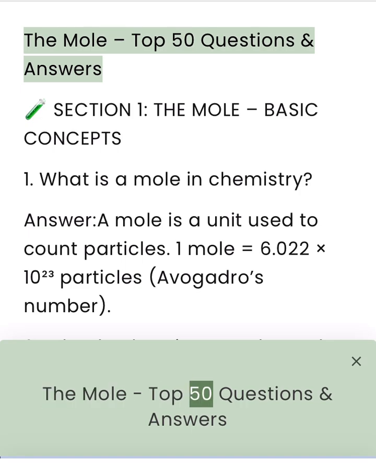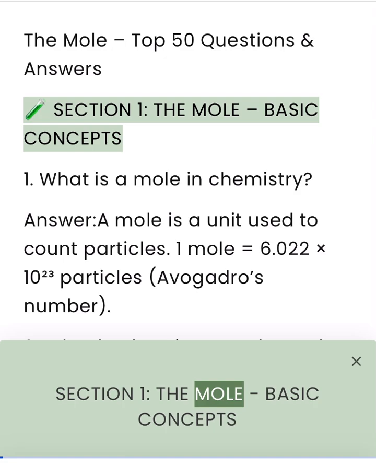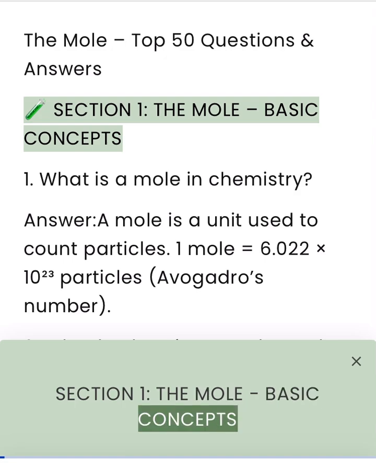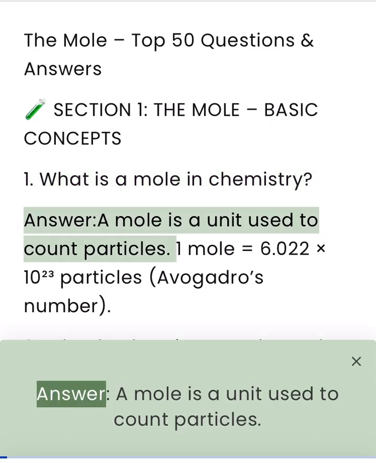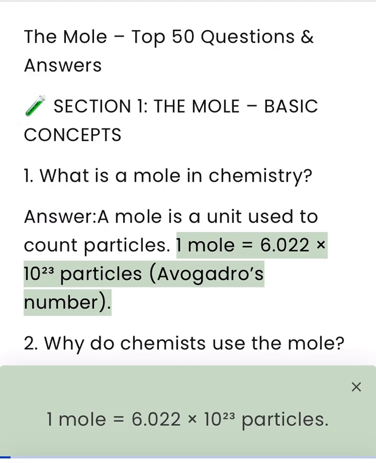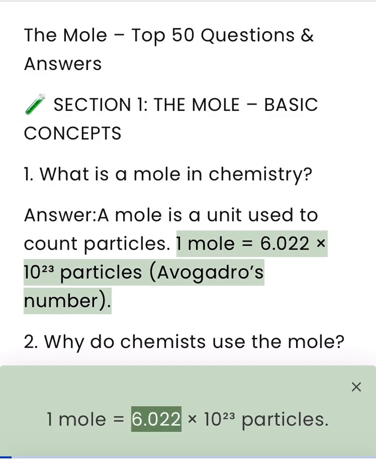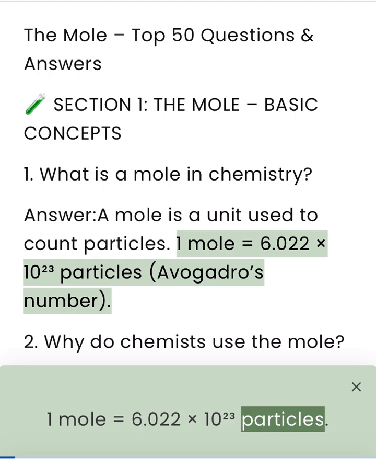The mole, top 50 questions and answers. Section 1. The mole, basic concepts. 1. What is a mole in chemistry? Answer. A mole is a unit used to count particles. 1 mole equals 6.022 × 10^23 particles.